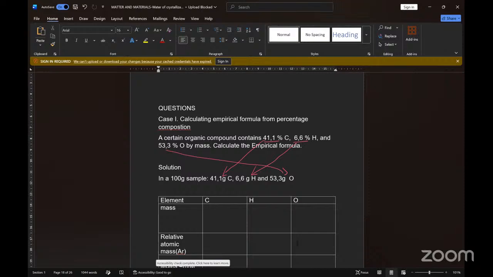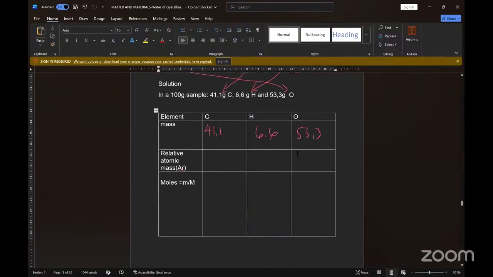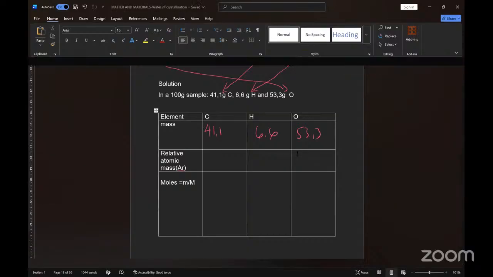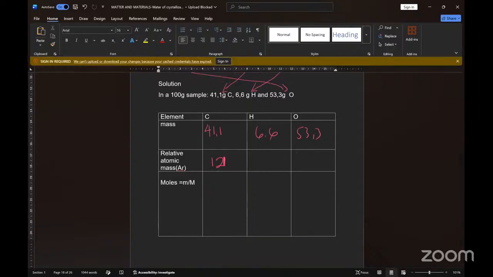Okay? Then we come to this table. This is a table of elements. You have your carbon, your hydrogen, and oxygen. Then the masses, you indicate them. This is carbon. You write here 41.1. Your hydrogen is 6.6. Your oxygen is 53.3. Then you go to your periodic table and look for the relative atomic mass of each one of them. I wouldn't refer to any periodic table here. I know them offhand. So carbon is 12. According to the periodic table, it's 12 here.